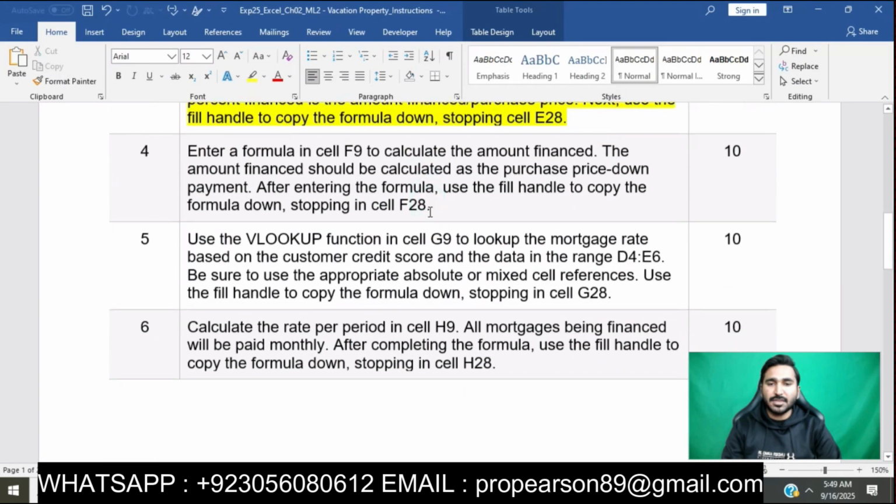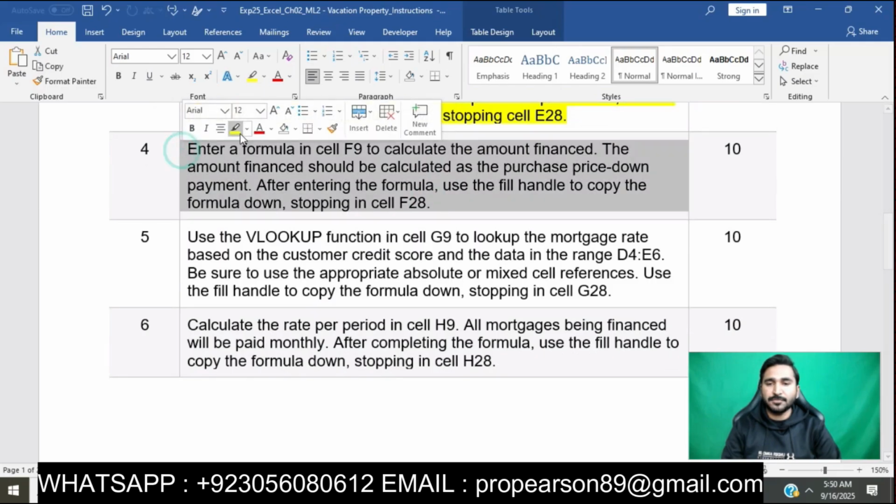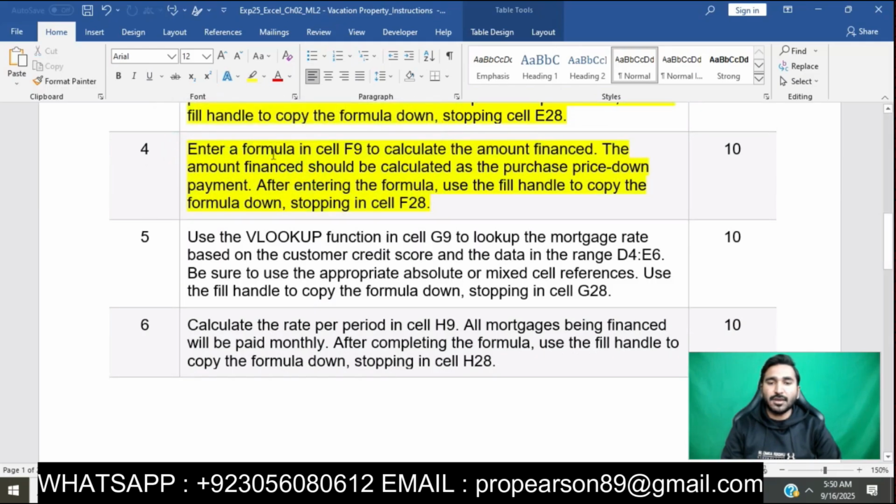The next question of this assignment is question number 4. Enter a formula in cell F9 to calculate the amount financed. The amount financed should be calculated as the purchase price minus the down payment. After entering the formula, use the fill handle to copy the formula down, stopping in cell F28. Simply, we will enter a formula in cell F9 to calculate the amount financed: purchase price minus down payment.